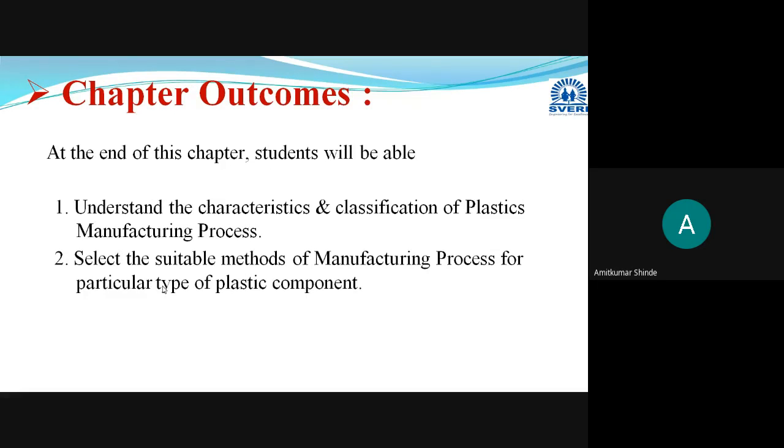Then what will be the outcome of the chapter? The outcome is, in other words, our objective. At the end of this chapter, you will be able to understand the characteristics and classification of plastic manufacturing processes. Plastic manufacturing processes are nothing but plastic processing methods. You will understand the classification, and for each method you will understand its exact, specific characteristics.